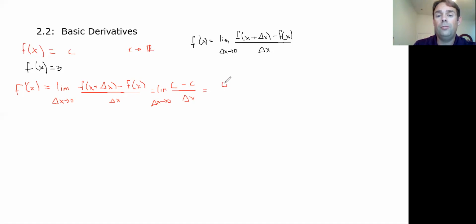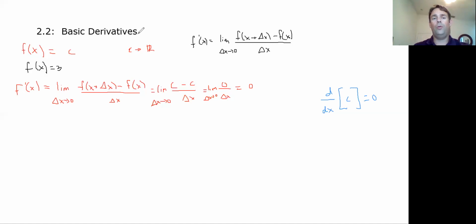ends up being 0 divided by delta x, which equals 0, and any number that divides into 0 is going to be 0. So I'm not even going to plug it in. There's no reason to. It turns out the derivative of any constant number is 0. So the derivative of any constant number is always equal to 0.